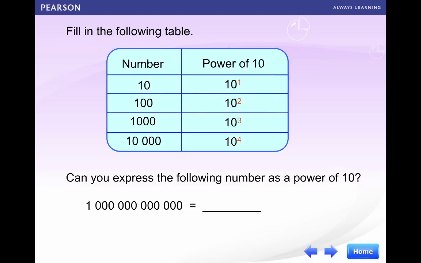So if we have a very large number, look at this number. Can you express this number as a power of 10? You can count the number of zeros in this number. Altogether 12 zeros. So you will say that it is 10 to the power 12.